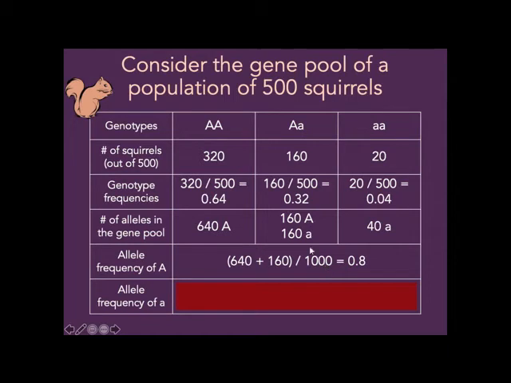Just a word, make sure that your denominator is correct. If you do this kind of calculation, make sure you're not dividing by 500, right? Because there's not 500 alleles total in the population, there's 1,000. Alternatively, if you had done 640 plus a half times 160 divided by 500, you would have gotten the same answer. All right. So how do you calculate out the allele frequency of little a? I do 20 times 2, which is 40, plus 160, divided by 500 times 2, which is 1,000. Yeah? And you get 0.2?